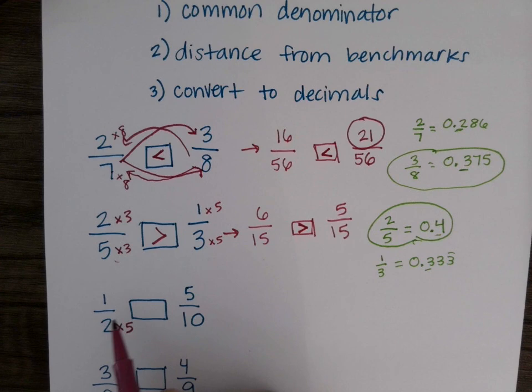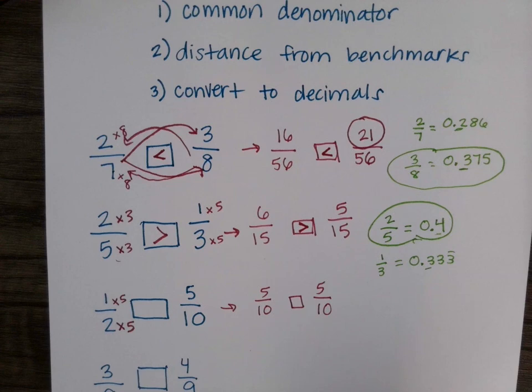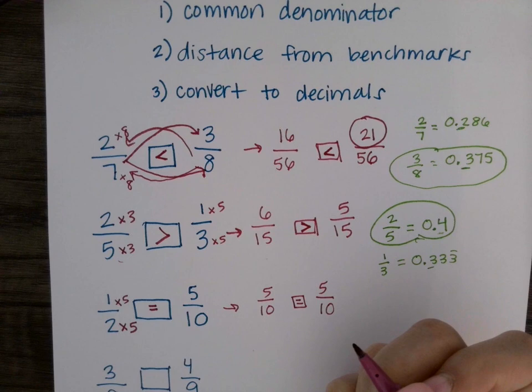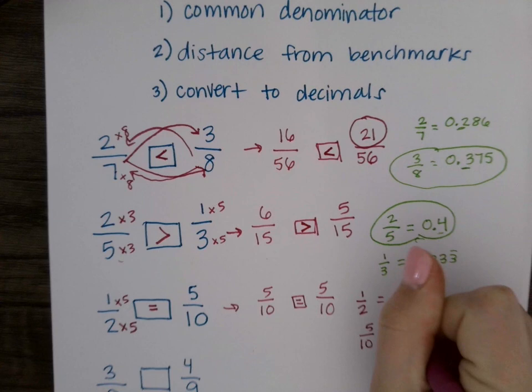So I get 5 over 10 versus 5 over 10. Okay? So that's easy. They're the same. So I'm going to put an equal sign. Okay? If I did a decimal, 1 divided by 2 is 0.5. 5 divided by 10 is still 0.5. They are equal. All right?